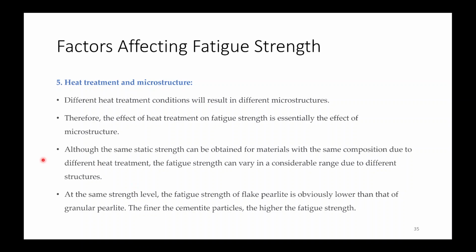So although the same static strength can be obtained for different materials having the same composition due to different heat treatment, the fatigue strength can vary in a considerable range due to different structures. At the same strength level, the fatigue strength of flake-type pearlite is obviously lower than that of granular, because granular will have fewer chances of formation of notch or stress intensity. In case of graphite as well, graphite flakes will initiate crack initiation. And the finer the cementite particle, the higher the fatigue strength.